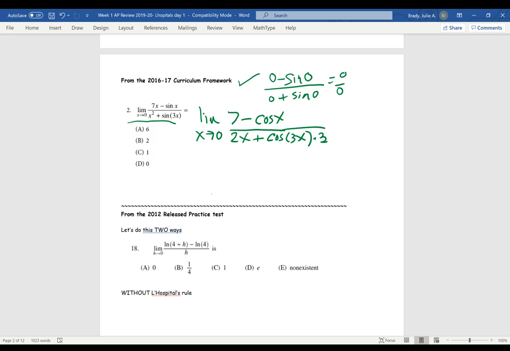The hope is that you've changed the function into something that you can evaluate with this number. So let's kind of check on the side. Okay. 7 minus cosine of 0, but that's 1, over 2 times 0, which is 0, plus cosine of 3 times 0 is 0, times 3, but that's 1 again. So I get 6 over 3. Oh, so now I can evaluate it. And that's worth 2. So I know this limit is 2.